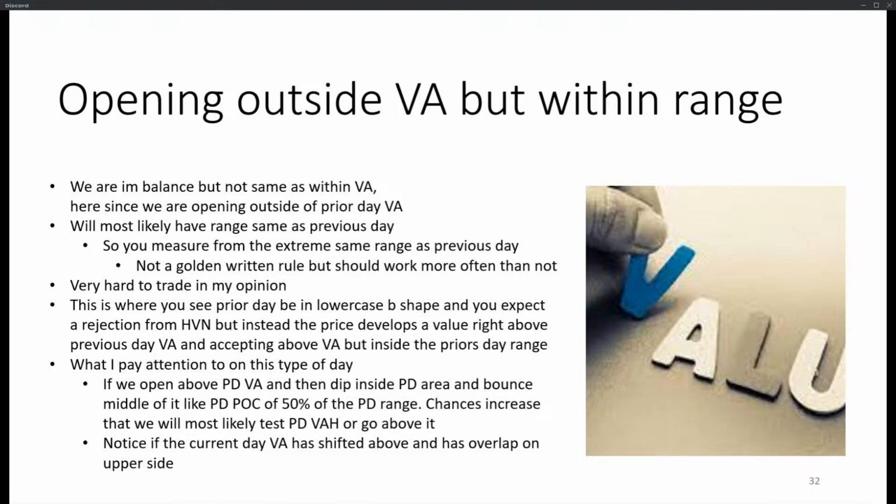If you were at the top, opening above previous day value area, correct? If you open above, outside the VA and outside the range, and then you fall back inside the VA high, that's a high probability 80% playing out. Got you. Read the second bullet to the last: if you open above PDVA and then dip inside the PD area, bounce off the middle of it, like PD POC or 50% of the PD range, chances increase that it will most likely test PD value area high again. Or the inverse for upside: retest previous day value area low, and then go long. That's correct. You want to base outside and cross back above, retest, go long. That's the best trade ever.